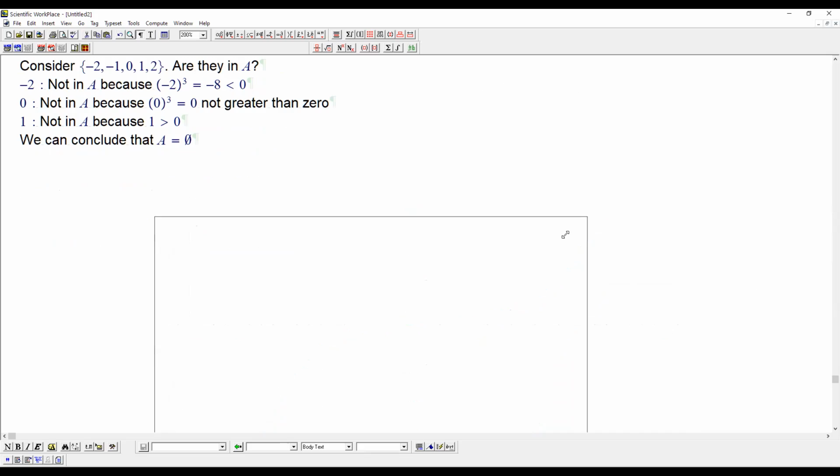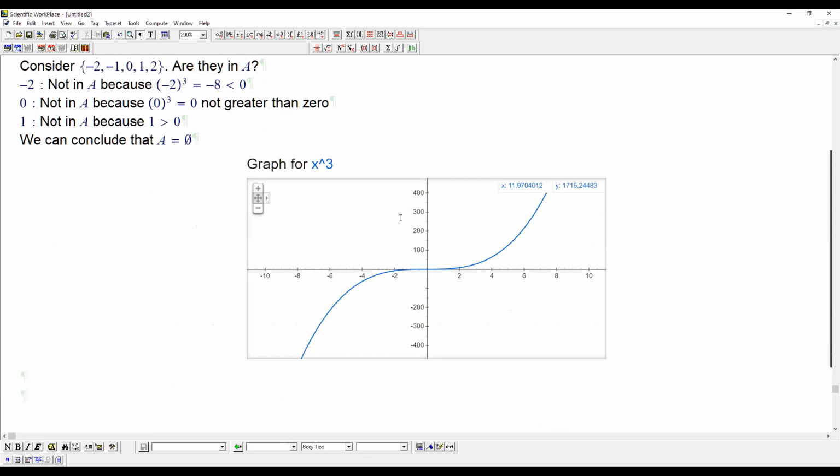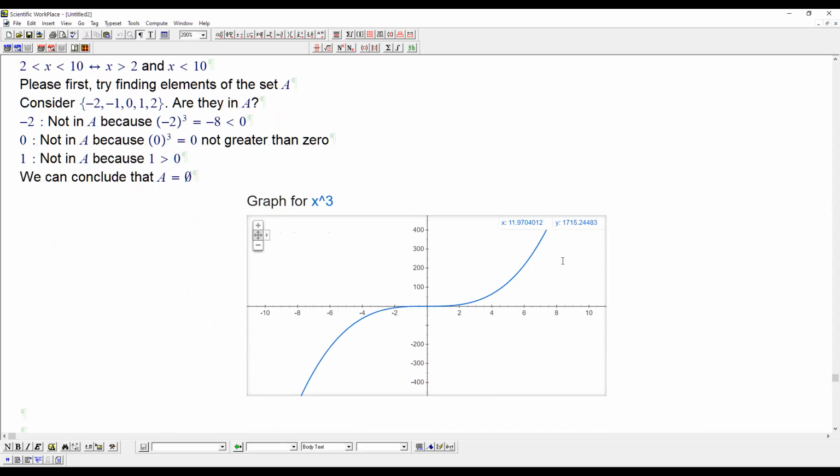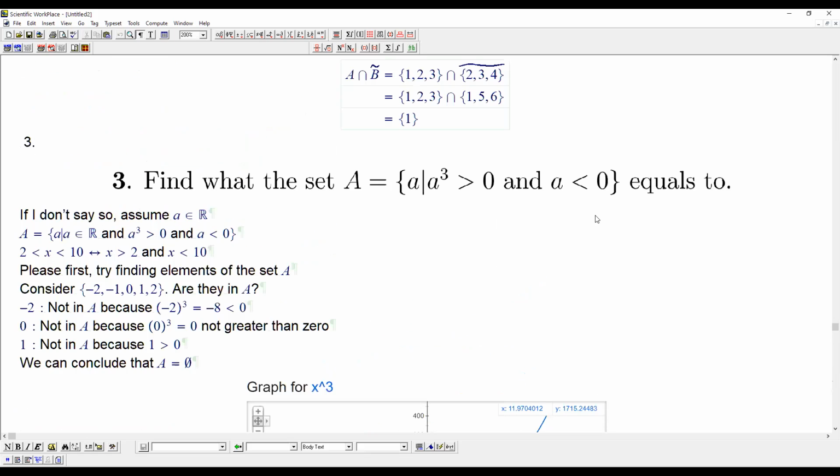Okay, so just to say what we're saying there, the two conditions are incompatible. All right, so let's go with number 4.